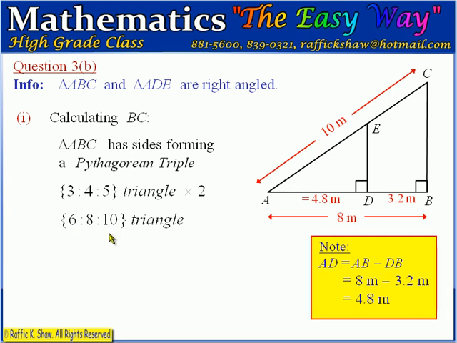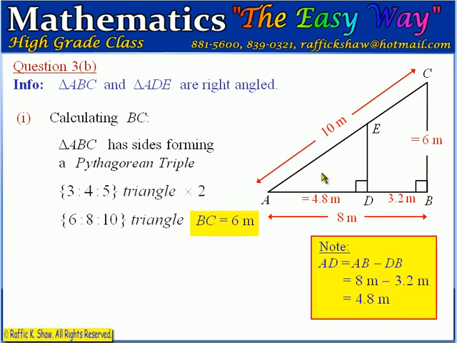So this approach uses our ability to recognize that this is a 3-4-5 triangle multiplied by 2, which gives a 6, 8, 10 triangle. And so the length of BC using this recognition method would be equal to 6 meters. We can show BC equals 6 meters on the diagram right here.